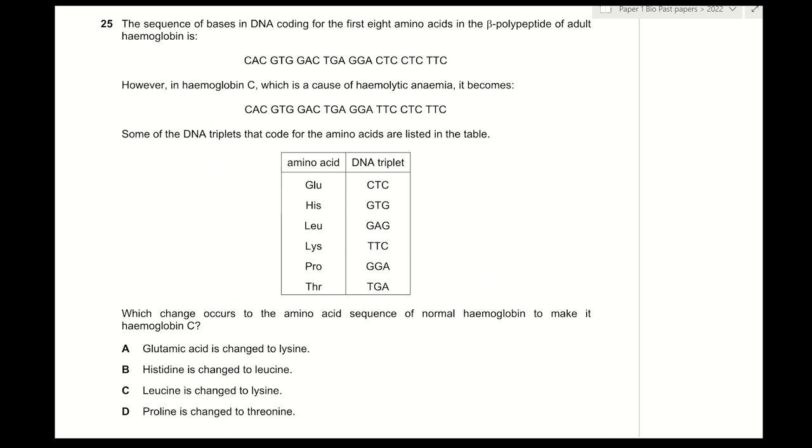Number 25, the sequence of bases in DNA coding for the first 8 amino acids in the beta polypeptide of adult hemoglobin is the following. Which change occurs to the amino acid sequence of normal hemoglobin to make it hemoglobin C? Now, as you can see here, the base that actually changed is CTC to TTC. CTC is glutamic acid, or GLU, and TTC is lysine. So the change happened from glutamic acid to lysine, therefore A is going to be the correct answer.